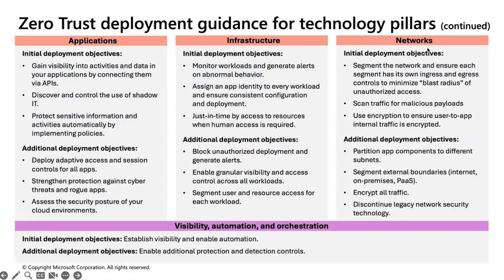Also for the network, the initial deployment objective would always be segmenting the network, creating small segments. Those segments we can control with different kinds of policy and network controls. So we segment and use network security groups, application security groups, and firewall options. All these things we can use to control traffic, and also to reduce the blast radius.